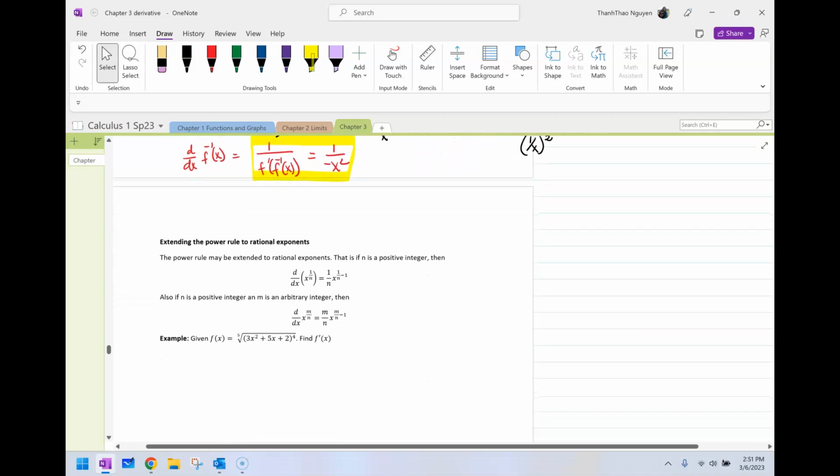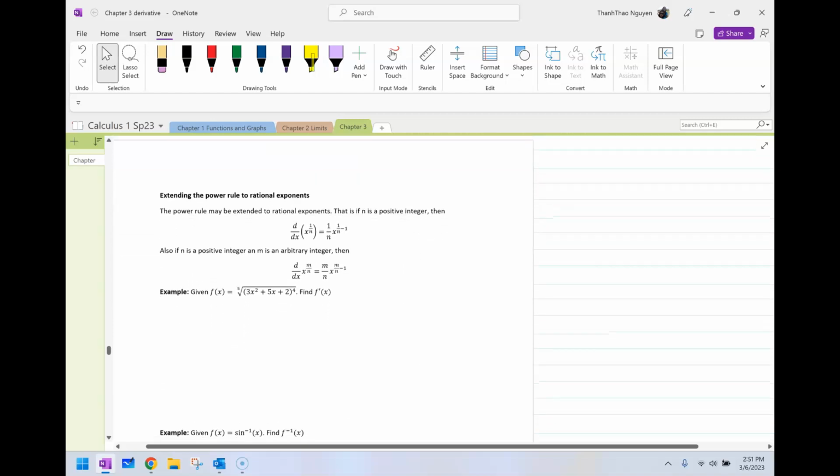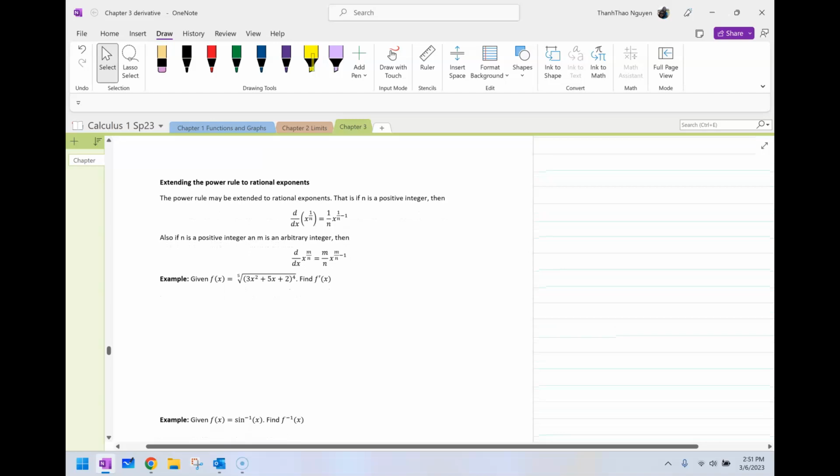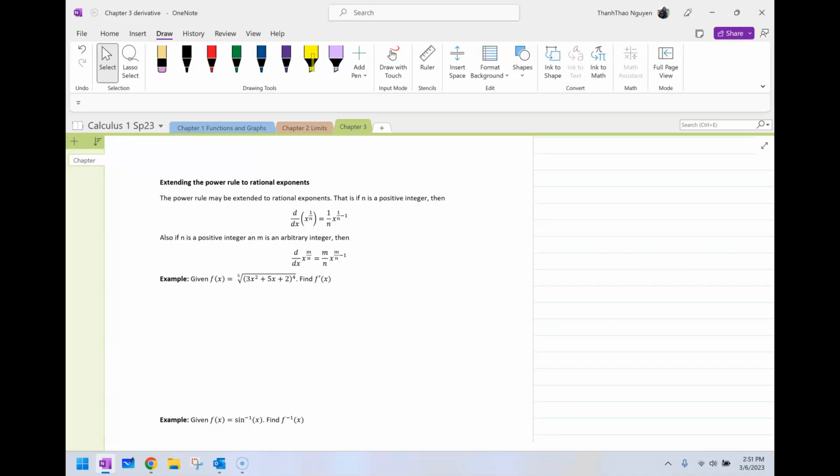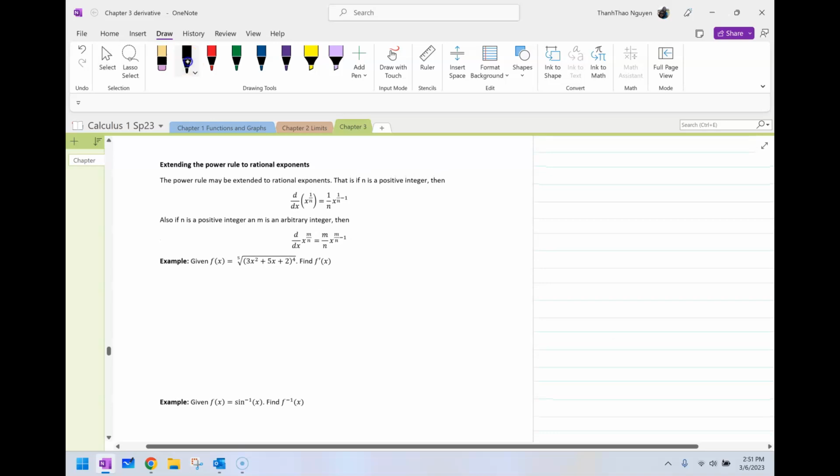Extend the power rule to rational exponents. The power rule may be extended to rational exponents. If n is a positive integer, then the derivative of x to the exponent 1 over n: you can take 1 over n down and subtract 1, just like your other exponent rule. You can take the exponent down and subtract 1. So let's try this example.